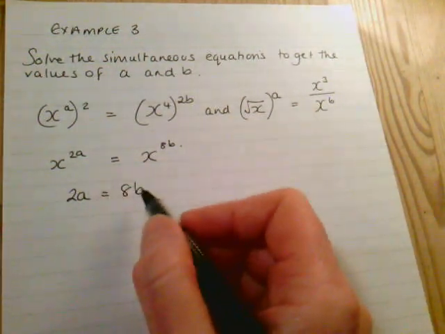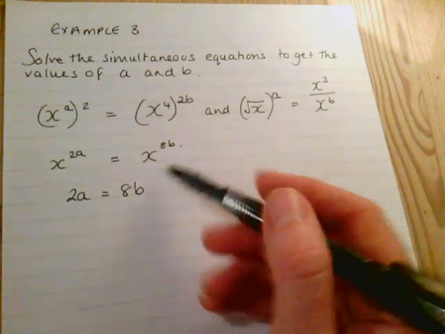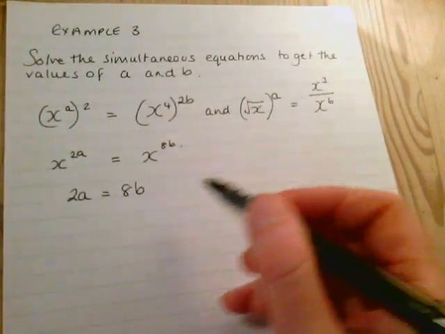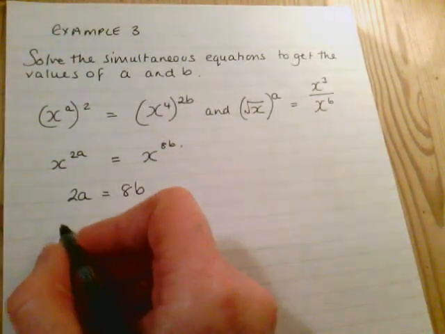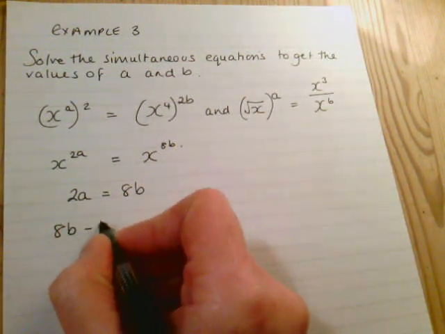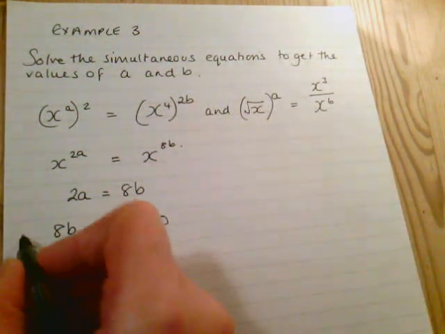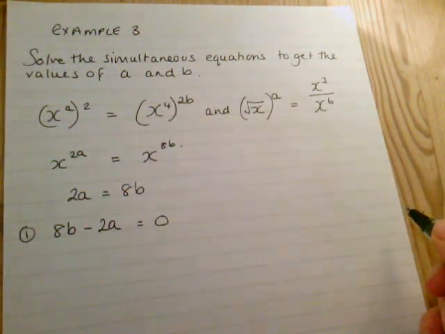And I want to put it into a sort of linear equation form, so I can use elimination potentially to solve it. So I'm going to rearrange it so it's equal to 0. So 8b take away 2a is equal to 0. Okay, and I'll number that my first equation here.